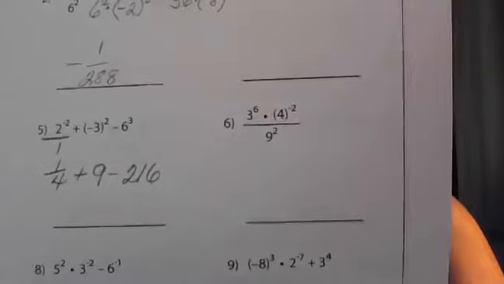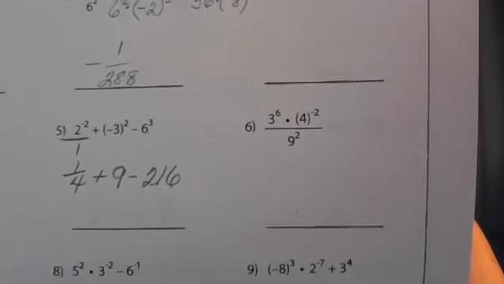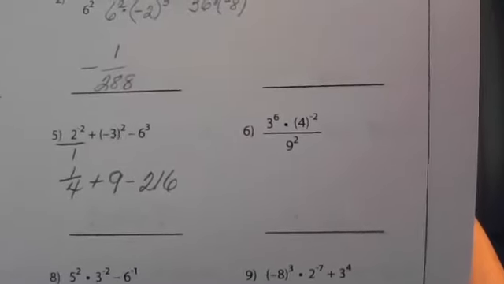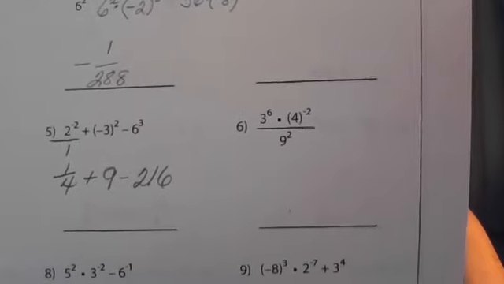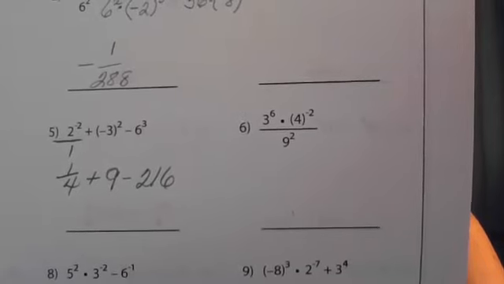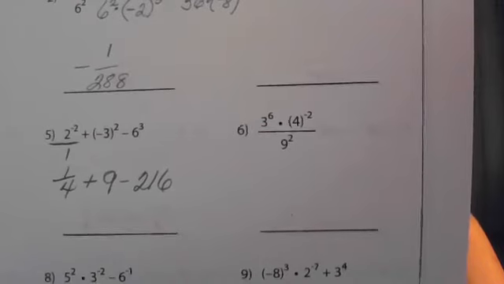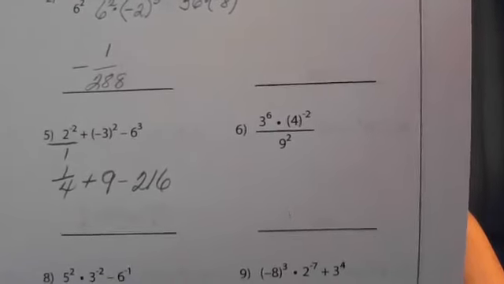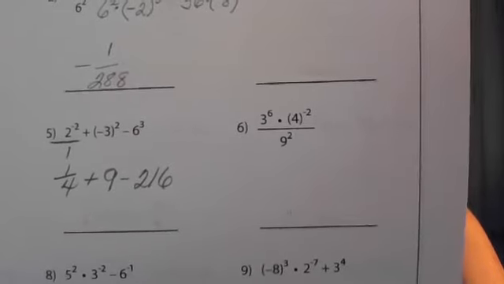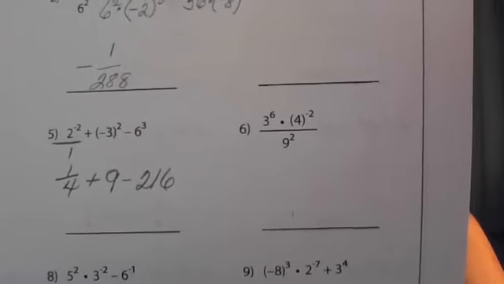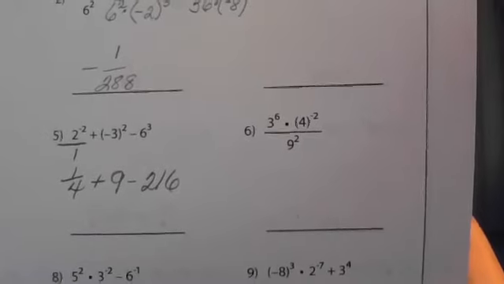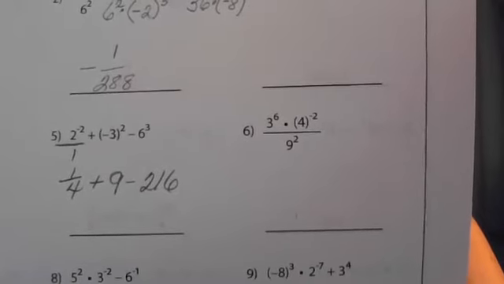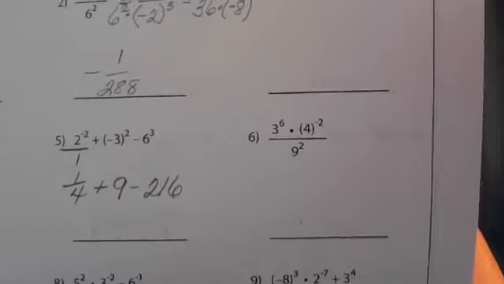So the 2 to the -2 over 1 flips the 2 squared to the bottom, and 2 squared is 4. Plus the -3 squared becomes a positive 9. And 6 cubed is 216. And then you just put that in your calculator. It'll come out kind of ugly, but that's okay.